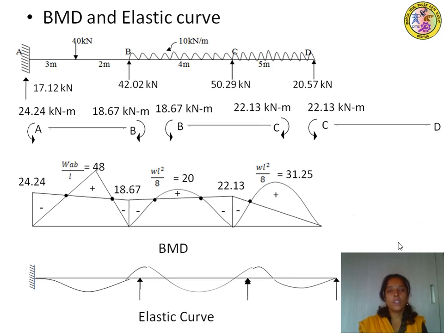So this is how a continuous beam with a simple end can be solved. The only change is to balance the simple supports first and then go on balancing the intermediate joints. That is for this session.